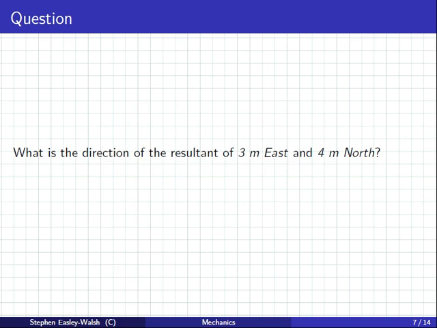So the direction is 53.13. Yeah, east. Not quite. North of east. North of east. 53.13 north of east. Or another way you could say it is east 53.13 north. Okay, continue.